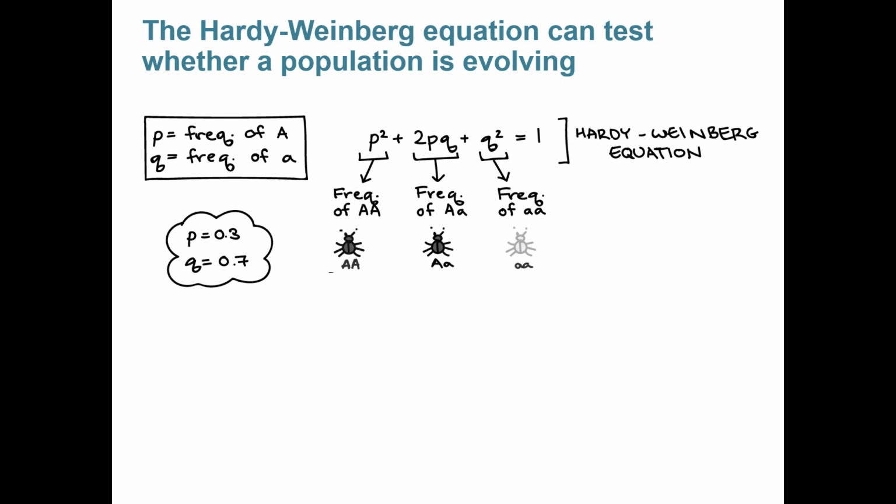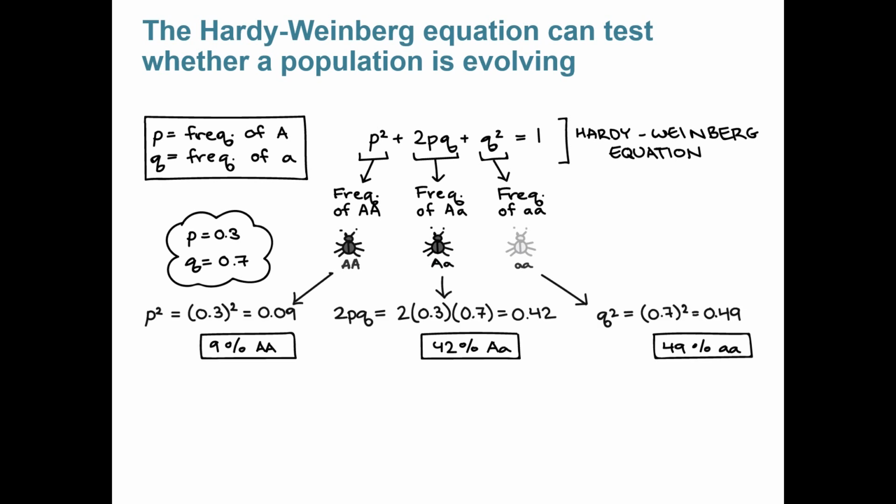Let's say, for example, we start out with a frequency of the dominant allele being 0.3 and the frequency of the q allele being 0.7. We want to calculate what is the frequency of each of these possible genotypes. We can plug that into the Hardy-Weinberg equation. When we do that, we get that the frequency of homozygous dominant individuals should be 9%, heterozygotes should be 42%, and homozygous recessive individuals should be 49%.